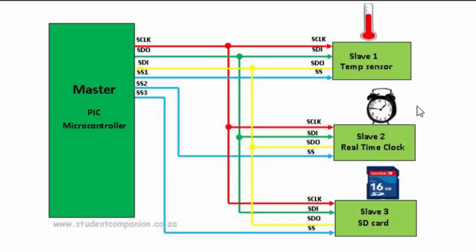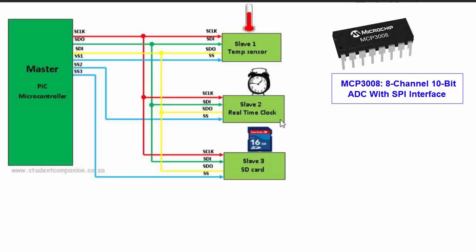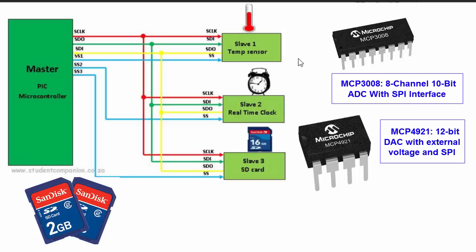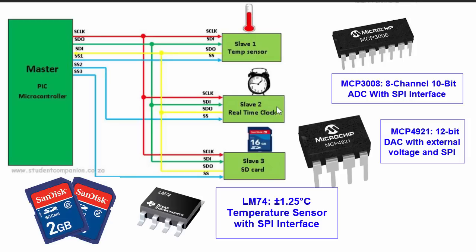There are many devices nowadays that support the SPI protocol and can easily communicate with the microcontroller via the SPI bus. We could have SPI analog to digital converters, digital to analog converters, and SD cards, as in this demonstration. We could also have real-time clocks like the DS1306. We could also have temperature sensors, LCD displays, serial EEPROM, and so on.